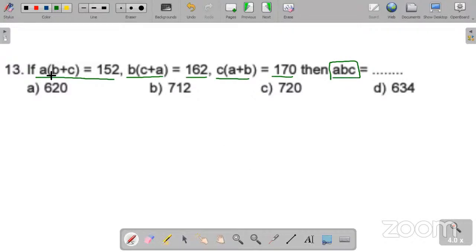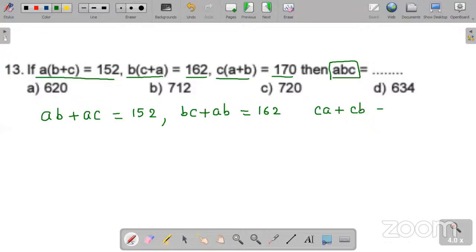See, my dear students, A into (B plus C) means apply the distributive property. This we can write as AB plus AC is equal to 152. Now, BC plus AB is equal to 162. Next, this will be CA plus CB is equal to 170.